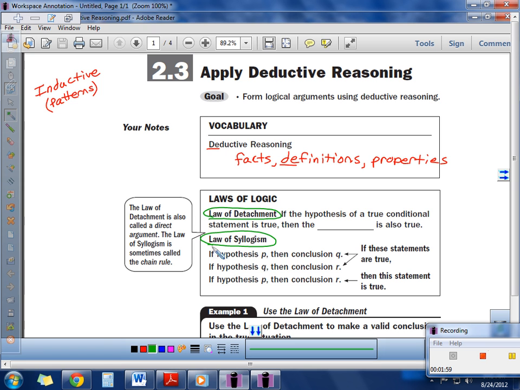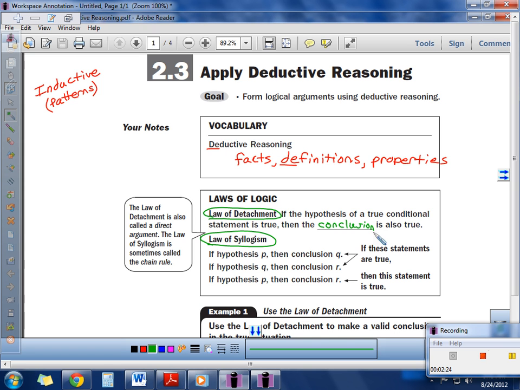So, the first one, it says, if the hypothesis of a true conditional statement is true, then the conclusion is also true. If the hypothesis of a true conditional statement is true, then the conclusion will also be true. And we'll see this in an example here shortly.